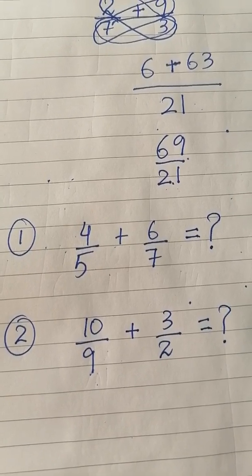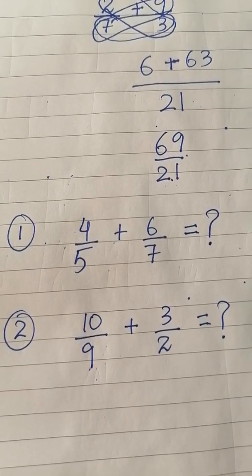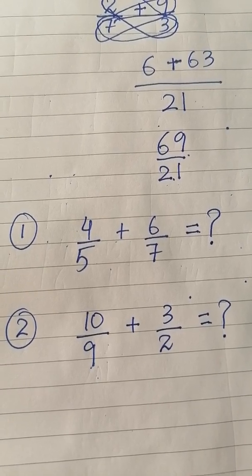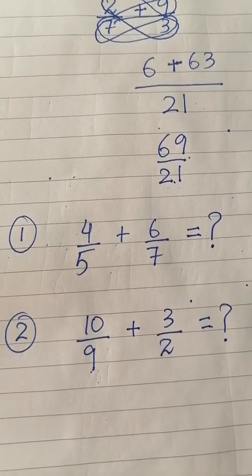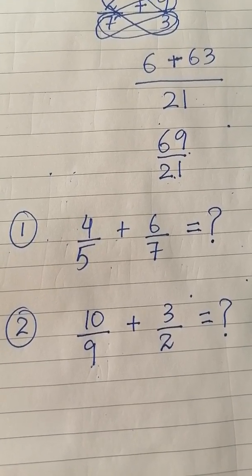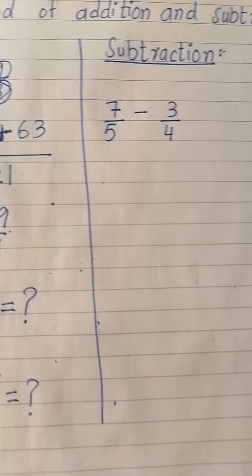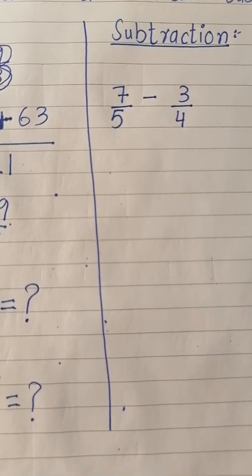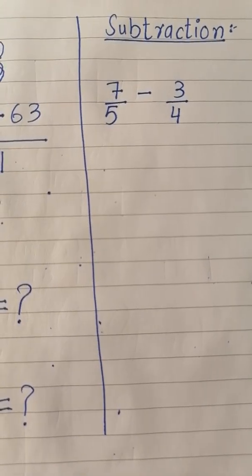Once again, we can also do subtraction with the butterfly method. Now how to do subtraction, I will also explain one question using the butterfly method, and then I will give you 2 questions for subtraction for practice, okay? Now let's do this question. It's 7 divided by 5 minus 3 divided by 4.